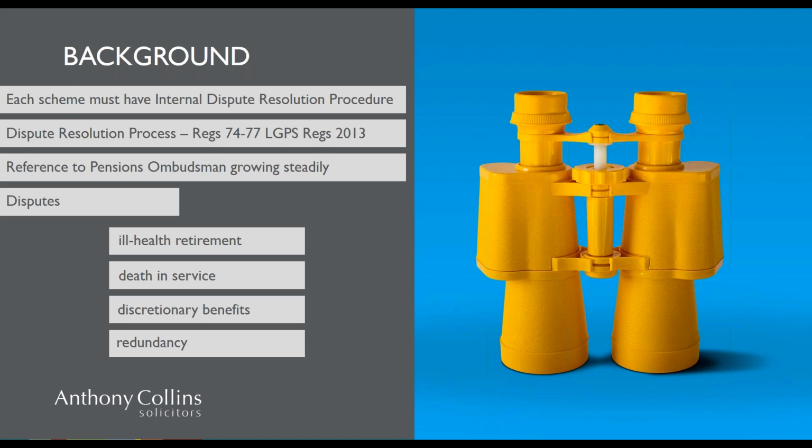And redundancy or business efficiency dismissals, again, where members, active members, are aged at least 55 and have 2 years' service, then if made redundant or their employment ends on business efficiency grounds, they're entitled to immediate access to their pension benefits on an unreduced basis. That can be costly for employers. There may be an additional strain cost to pay, and so we often see disputes around whether there is or isn't a redundancy situation.